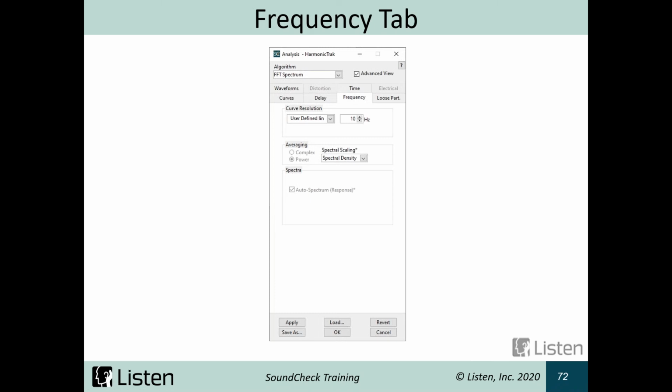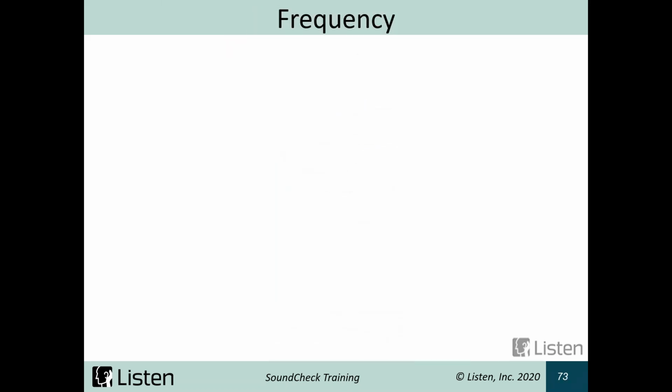So here is the Frequency tab for FFT. If you notice, we can't even click on distortion here. For this type of analysis, we're not going to get any distortion products out. Really all we're getting is an auto spectrum of the response. As we look at transfer function, we'll see how the initial setup is the same, but we can build on top of that.